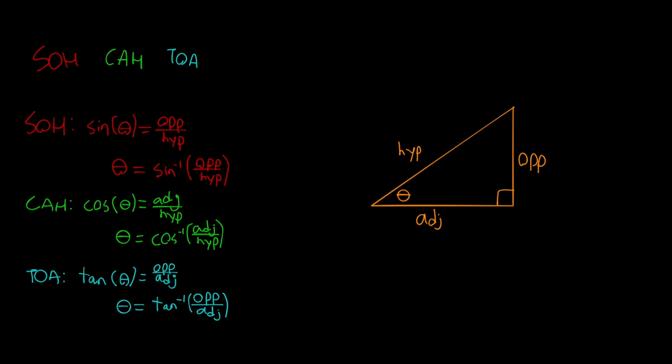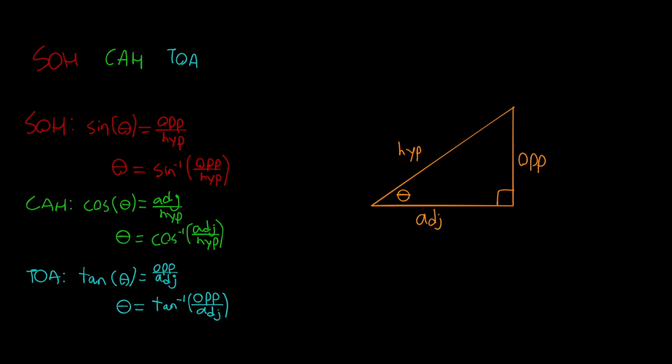Today, we're going to be discussing the inverse trigonometric functions, also known as the inverse sine, inverse cosine, and inverse tangent. So, a quick refresher from our last session. You might remember that there's this acronym called SOH CAH TOA that basically tells us that sine of an angle is equal to the opposite over the hypotenuse, the cosine of an angle is the adjacent over the hypotenuse, and the tangent of an angle is the opposite over the adjacent.